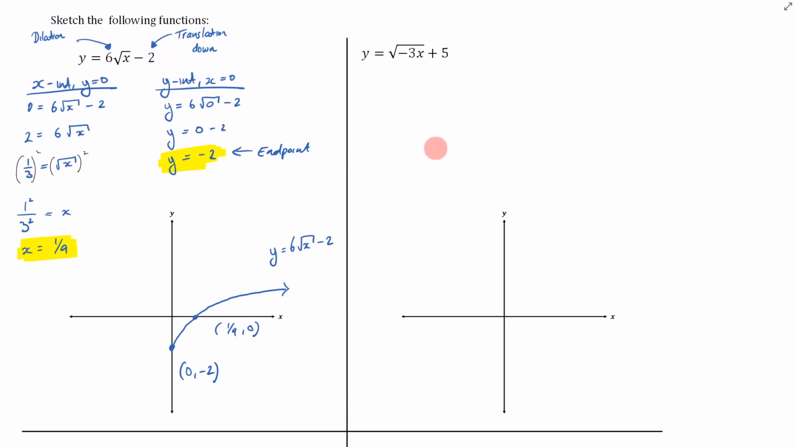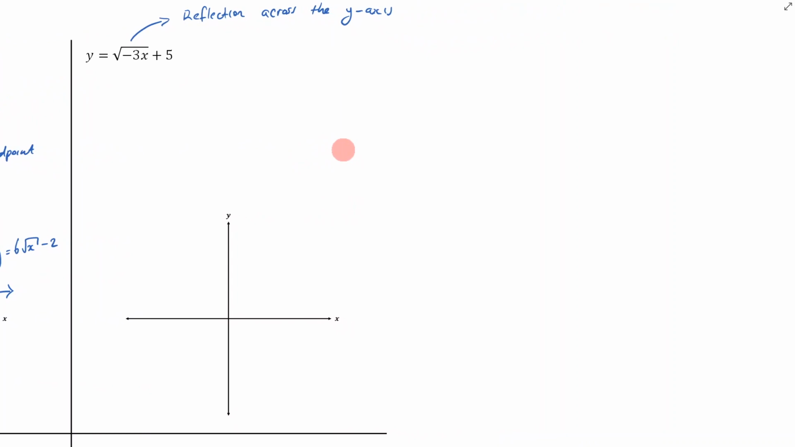Now our next one is an interesting one because there's a reflection here that we have not yet seen before. Do you see how I've got a negative inside the square root? Well, what is that causing? A negative inside the square root, and I'm going to write this here, is causing a reflection across the y-axis.